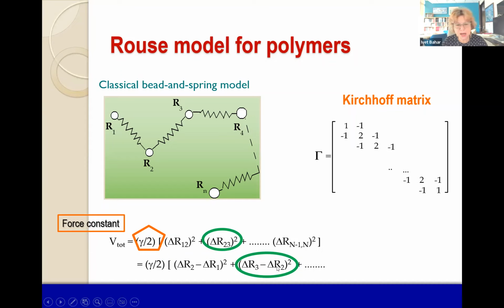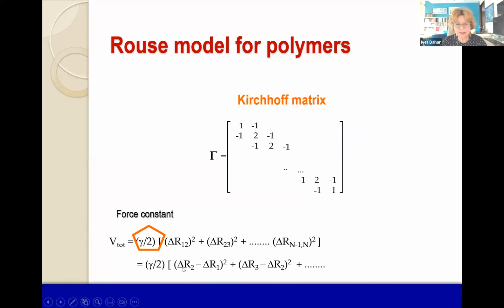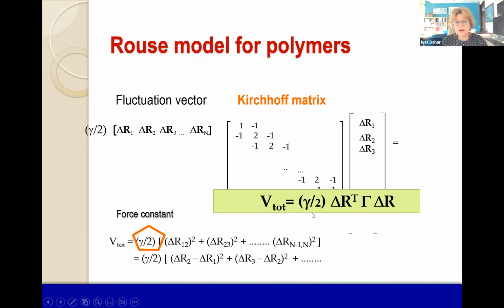And you can represent that in a concise way, as you will see, by replacing the change in the distance by the difference in the fluctuations of the individual nodes. In this case, you can obtain the same expression by pre- and post-multiplying the Kirchhoff matrix by the position vector row and column. So the product, also pre-multiplied by the force constant, is going to give you the overall potential. So this is a concise way of calculating the potential. You can write it as delta R transpose, the Kirchhoff matrix gamma, and delta R, pre-multiplied by the scalar.